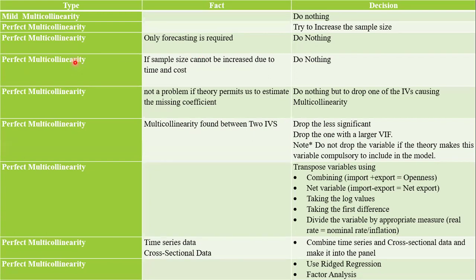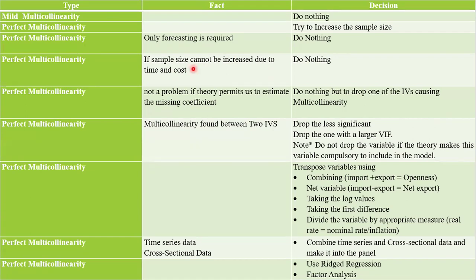The second option is, if you have perfect multicollinearity and your sample size cannot be increased due to time and cost, like I have previously stated, then still you don't need to do anything, because it is a constraint, it is a limitation that you cannot increase your sample size. It is basically a data deficiency issue. Multicollinearity is a data deficiency issue. So whenever you are able to increase your sample size, it will automatically be removed from your data.